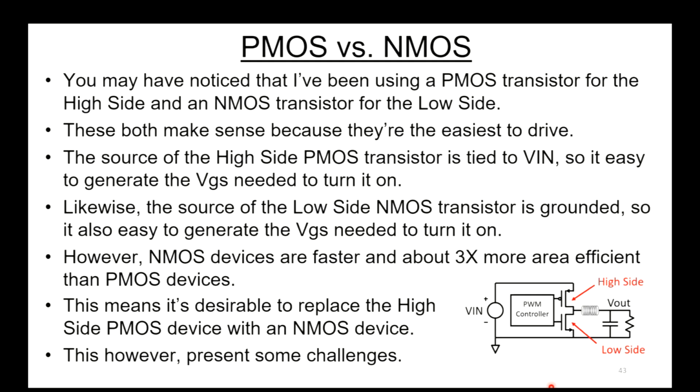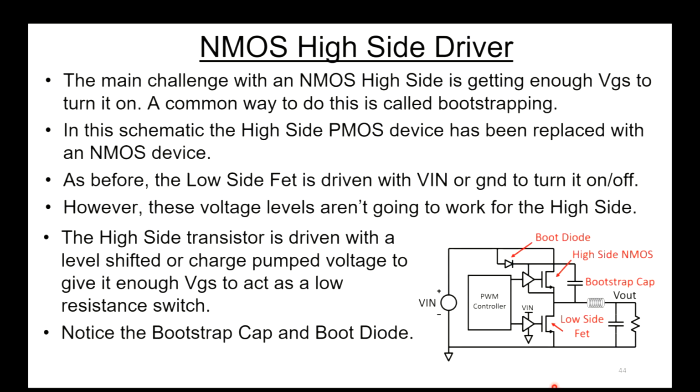However, NMOS devices are faster, and they're about 3x more area efficient than PMOS devices. That means it's desirable to replace this PMOS device on the high side with an NMOS device. However, that starts presenting some challenges. The main challenge with an NMOS high side is getting enough VGS to turn it on, and a common way to do this is called bootstrapping. I'm sorry, the schematics are starting to get a little complicated here. I'm trying to keep it simple, but in this schematic, the high side PMOS device has been replaced with an NMOS device. There's the NMOS device on the high side.